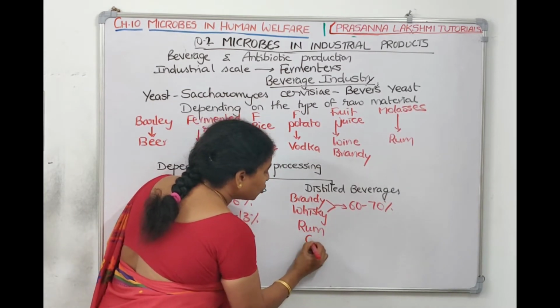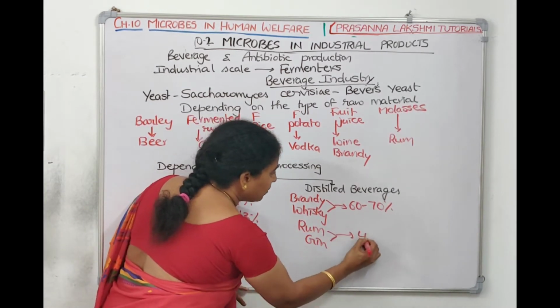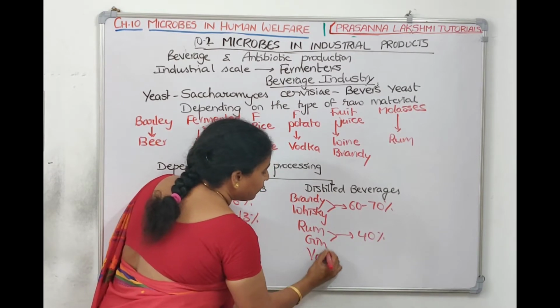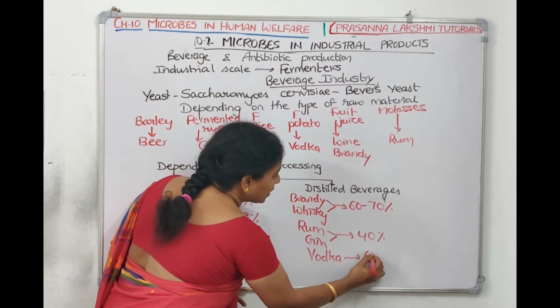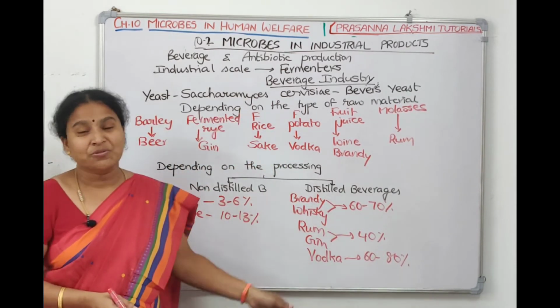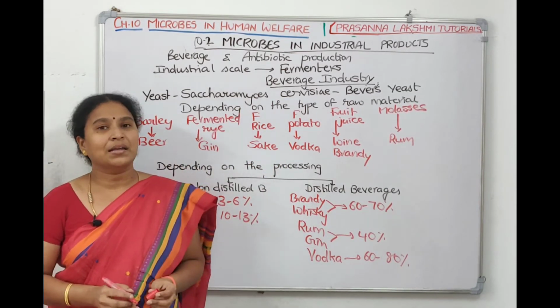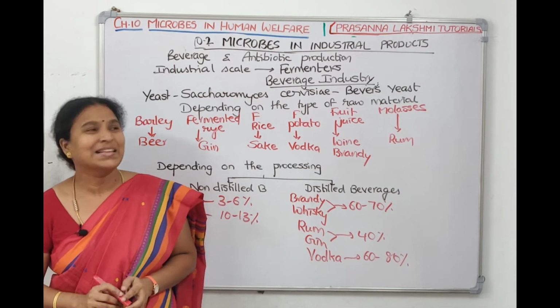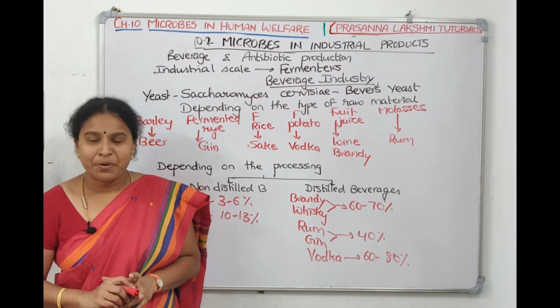Then rum and gin, the alcohol content here will be 40%. If we take vodka, vodka contains 60 to 80% of alcohol. So this much injurious it is. As the alcohol content increases, that much injurious it is. Okay. So this is about the beverage industry.